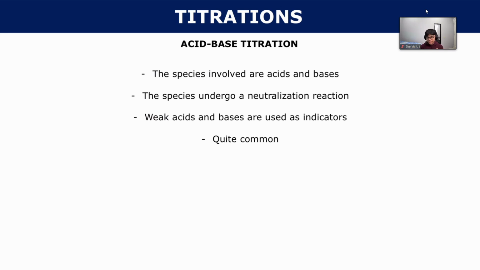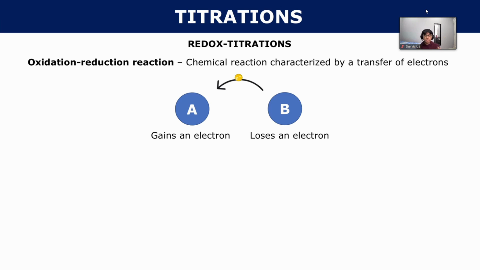But acid-base titrations are not all there is. You can also have redox titrations. And so in order to understand redox titrations, we need to know what an oxidation reduction or redox reaction is. So in a redox reaction, it's a chemical reaction characterized by a transfer of electrons.